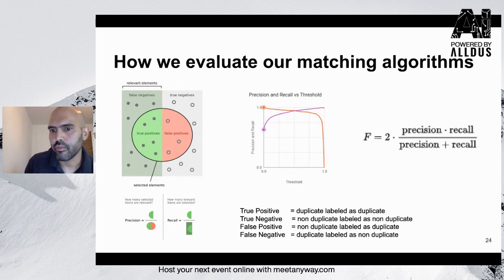We use the F1 measure when we value precision and recall equally. We may want to use the F0.5 measure when we value precision more, or the F2 measure when we value recall more.